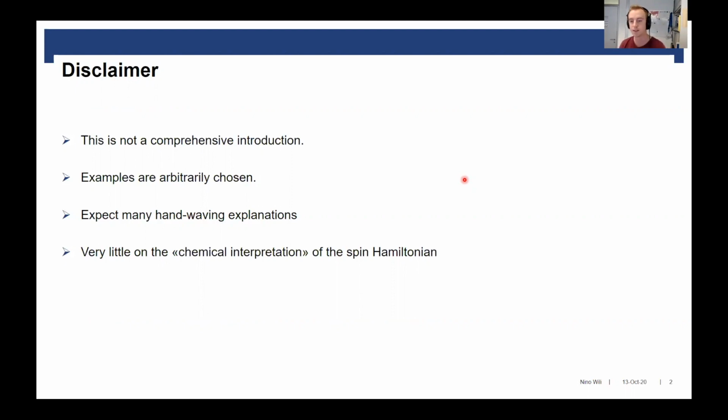And I will also not say a lot about the chemical interpretation of spin Hamiltonian parameters. So we basically treat the spin Hamiltonian as something where we just want to know what the parameters are. And then there's still some work to do if you want to interpret this, but I will not talk too much about this.